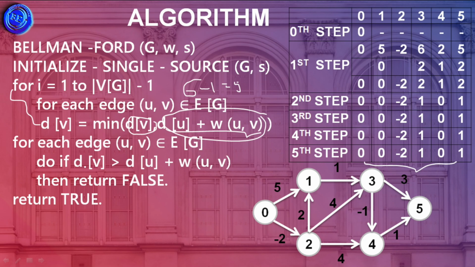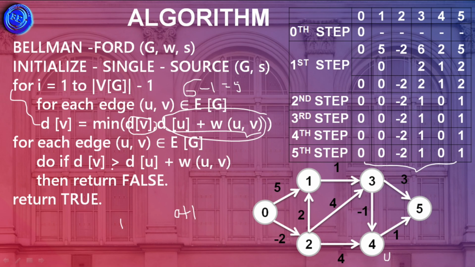Do, if d of v is greater than d of u plus w of u comma v. What is the use of this for loop? By using these edge values we will check whether it will form a negative cycle or not. So for example, if I consider the vertex 5, the cost of 5th vertex is 1 and the source for 5th vertex is 4, so I consider it as u, and the cost of 4 is 0 and the weight of the edge is equal to 1.